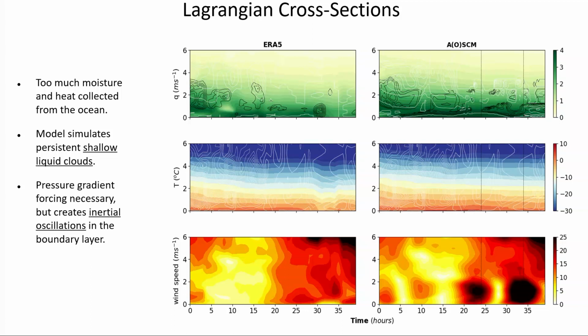The cross-sections on the right are the AOSCM, and on the left is the ERA5, along those trajectories. So right away you can see that the simulations have more moisture in the boundary layer than they're supposed to, according to the ERA5 always. And that extra moisture is resulting in more cloud formation. And this cloud formation in return is resulting in more heat at the surface that's leading to a warm bias further downstream.